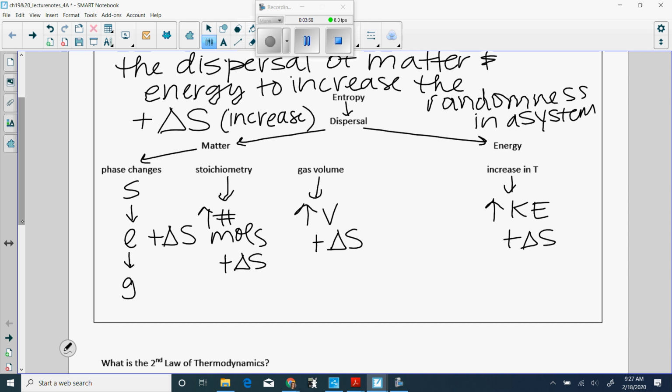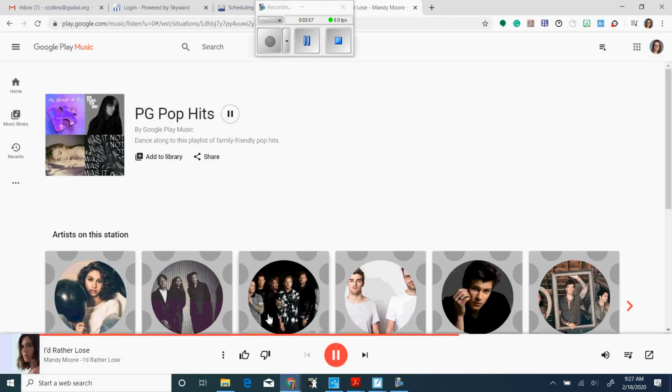When the music starts, please talk to somebody about what entropy is, and then 1, 2, 3, 4 ways to increase it. Okay, ready? Go.